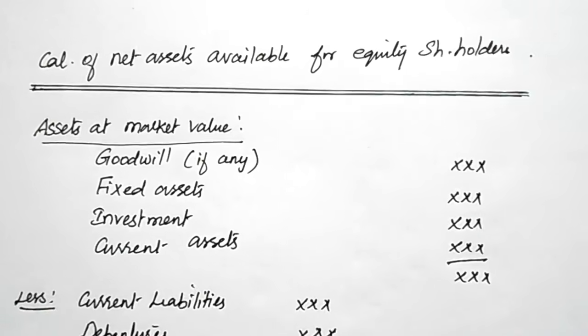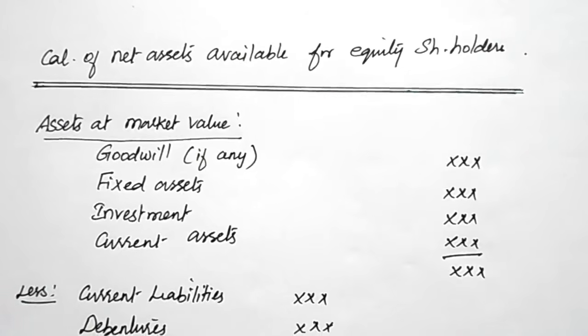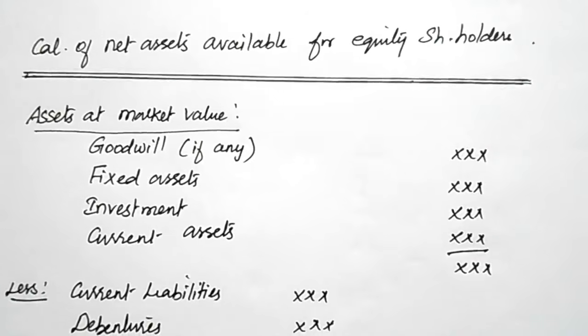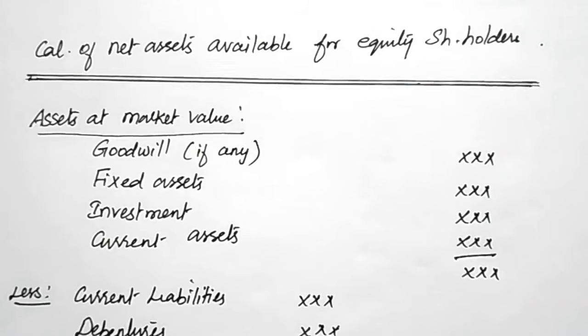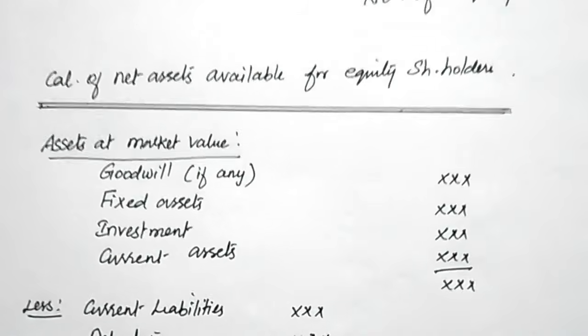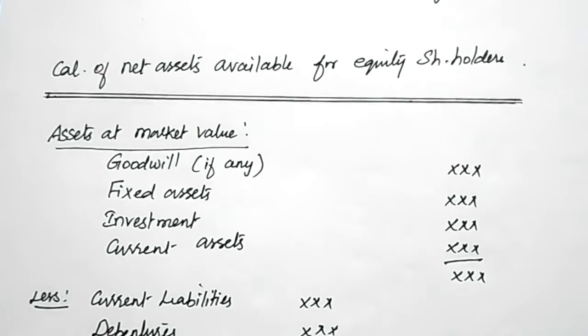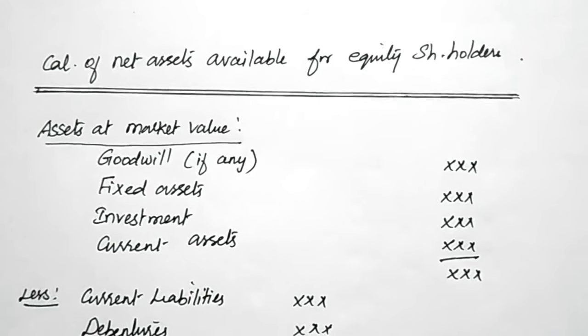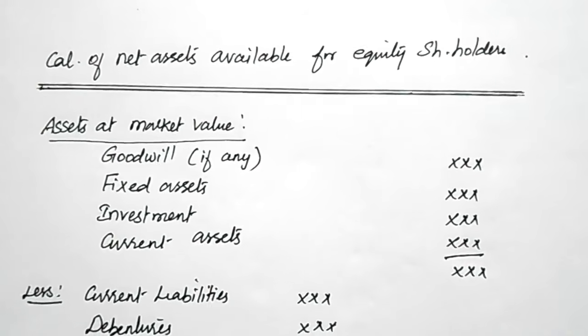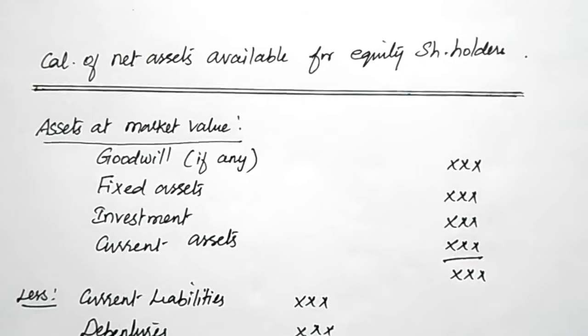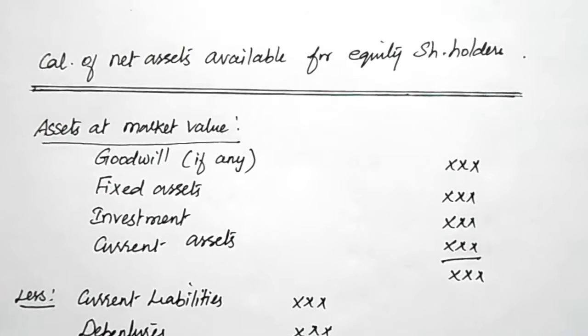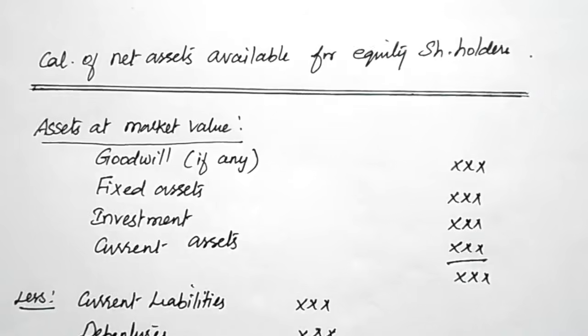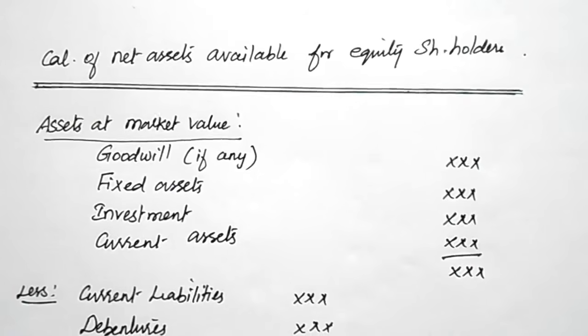The first one is goodwill. For goodwill, a proper value should be placed on the goodwill of the business. I am going to upload a separate video on calculating goodwill. There are different methods available to compute goodwill. If the information is given in the problem, you need to find the value of goodwill according to the information. If not, just leave it.